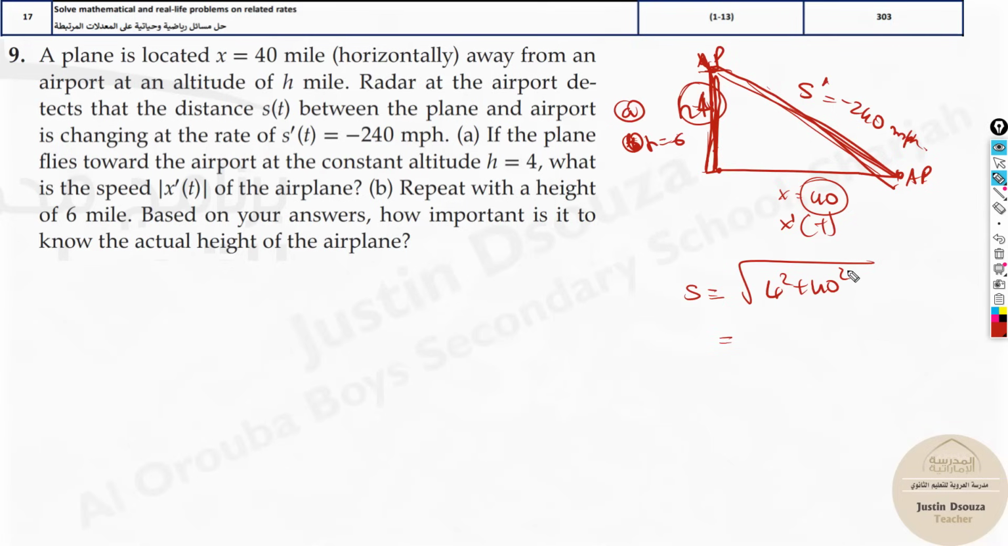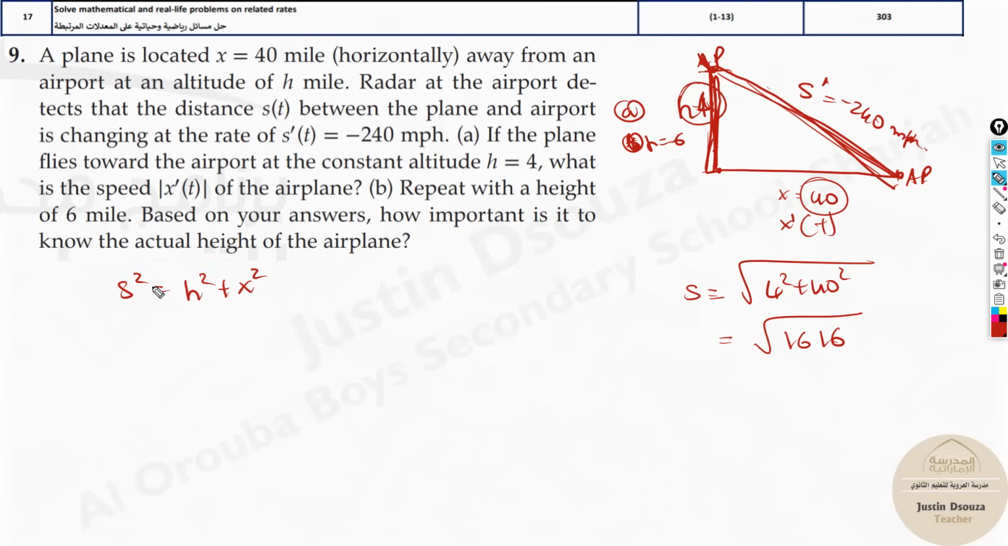Now, 4 squared is 16. What about 40 squared? It will be 16 and 2 zeros. So it will be the square root of 1616. You can simplify this in the calculator, but I'll leave it over here now and we will use that directly. We will write the formula: s squared will be equal to h squared plus x squared.